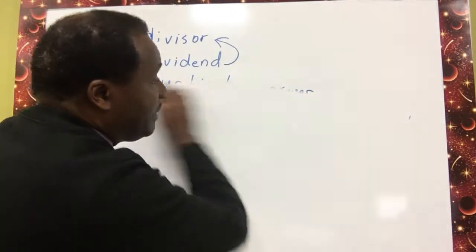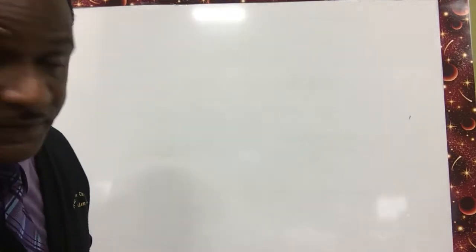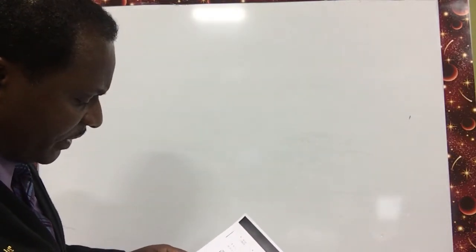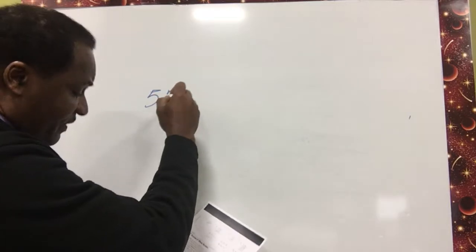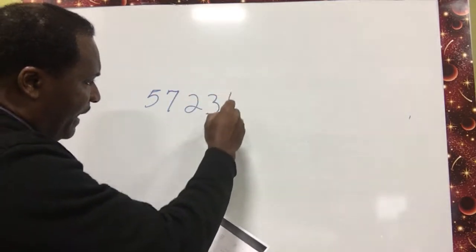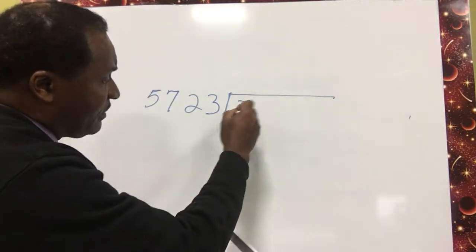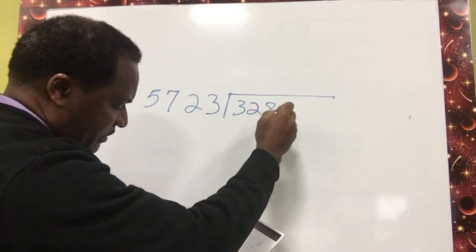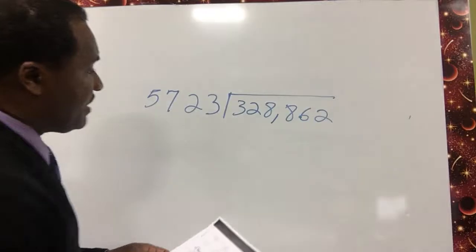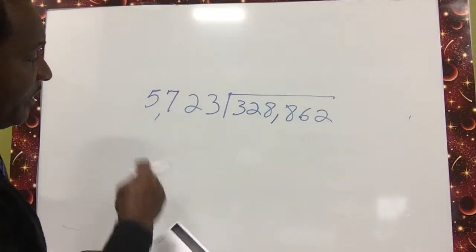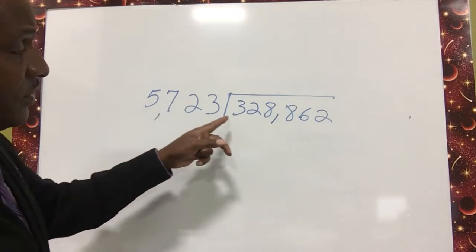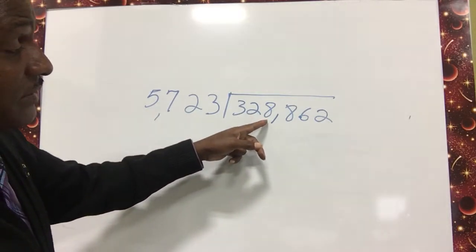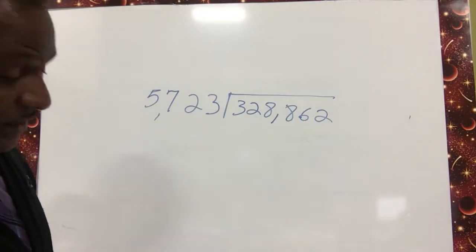Now, when we talk about dividing, really it's more important to actually have numbers that we're working with. So let's take a number that may be pretty easy for 7th grade, it may be easy, it may be difficult, depends on your level. Let's take 5,723, and we're going to divide it into this large number, 328,862. Let's see how many times 5,723 goes into 328,862.